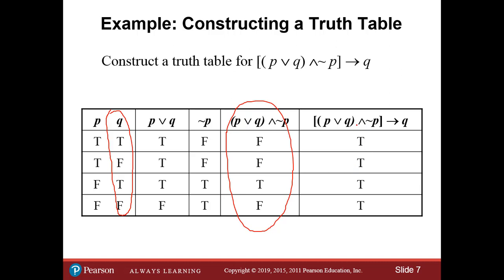So what kind of statement is this? What do we call this compound statement, if we have T's all the way down the column? It's called a tautology. Okay, so remember that. This is a tautology. That means this is always true no matter what the truth values are.